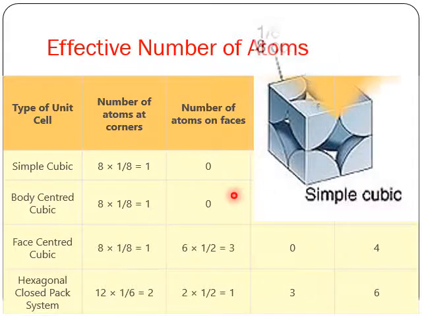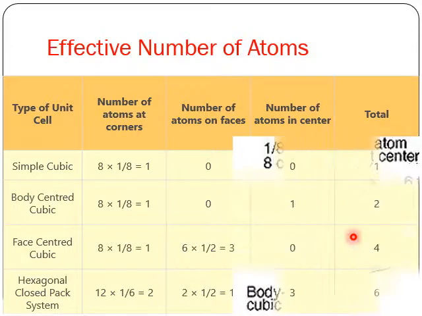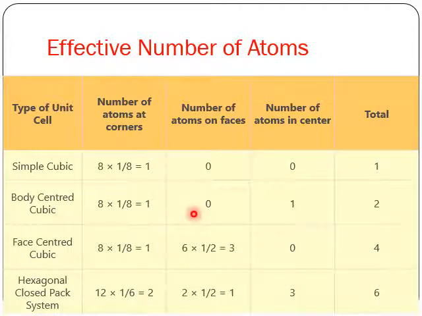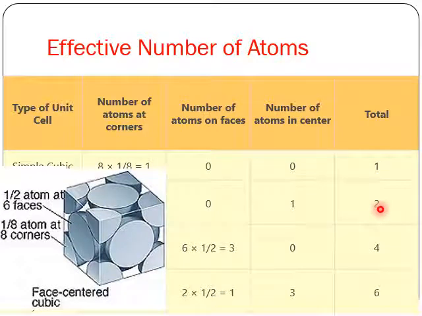The same thing for a body-centered cube: the same 8 atoms, that is 8 into 1 by 8, and 1 at the body center, which is not shared by any unit cell. So it is equal to 2. For a face-centered cube, it is 8 into 1 by 8, and at each of the 6 faces there are 6 atoms which are shared by 2 unit cells. So 6 into 1 by 2 is 3. In total it will be 4.